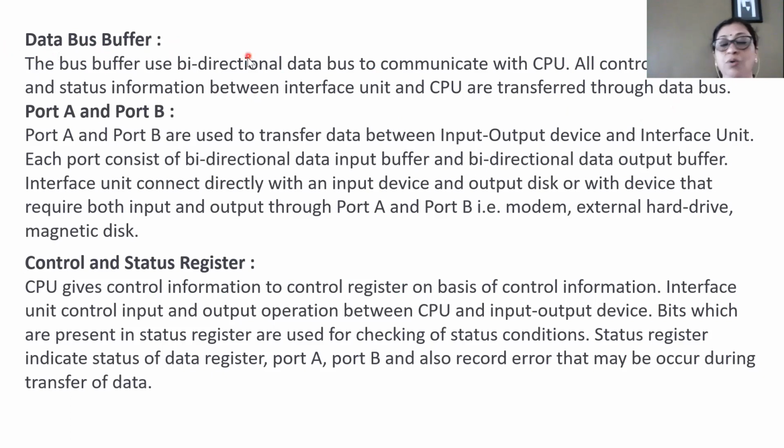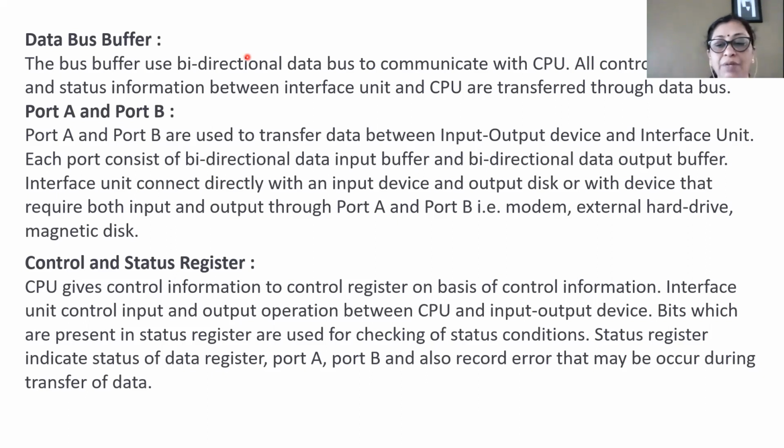It is going to store the command to be written into the control register or the status which is available from the input output device. That is written within this data bus buffer, and through this data bus buffer, it is sent to the central processing unit. Now the port A and port B registers are used to transfer the data between the input output device and the interface unit.